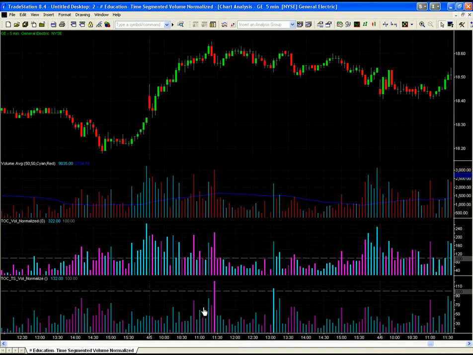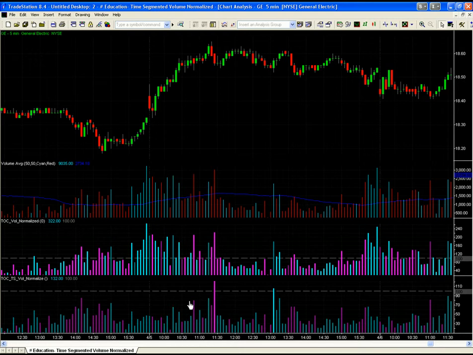The other key aspect is time segmented volume normalized. Now you can see that this indicator still tends to show that profile, obviously because it's volume, of the big amount of volume at the beginning of the day, the very little volume in the middle of the day, and the spike of volume at the end of the day. But the exciting thing is the time segmented volume does not, because it's not comparing one bar to prior bars to give you an average.